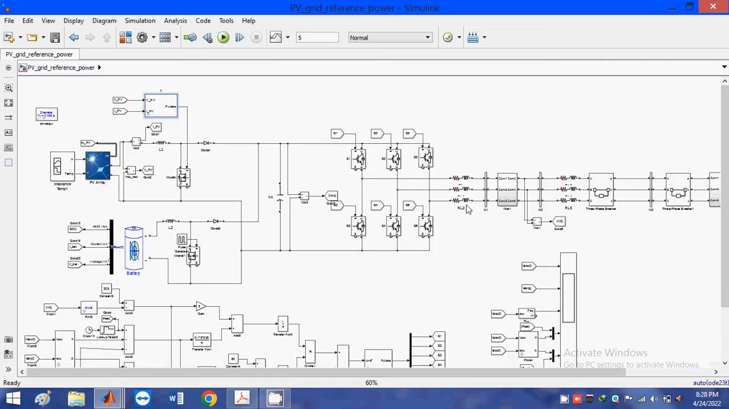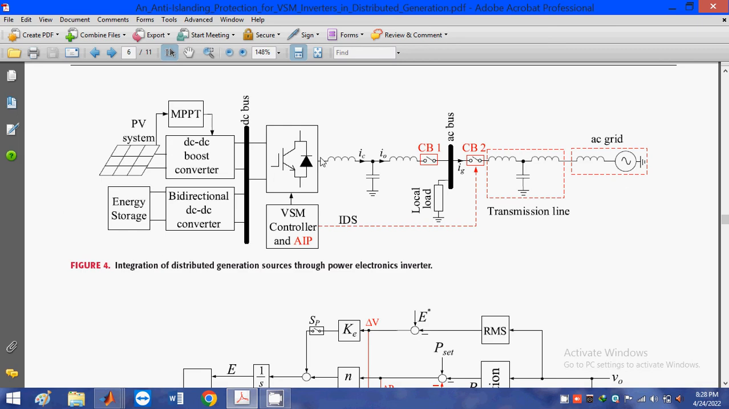This is the DC to AC inverter. Here we have 6 switches. The 6 switches are IGBTs with anti-parallel connection of diodes. So here also we have IGBTs. How we are going to turn on these switches means with the help of the virtual synchronous machine controller and also the anti-islanding protection scheme.